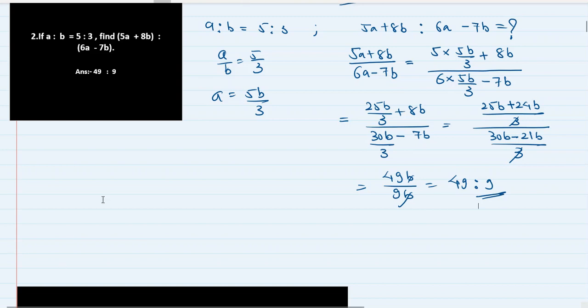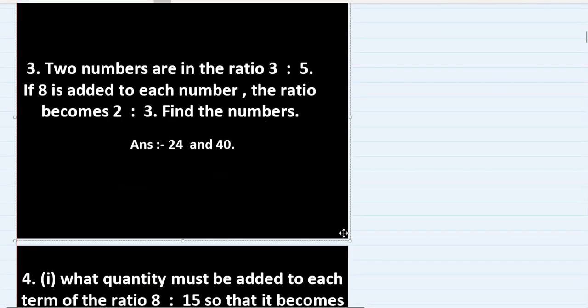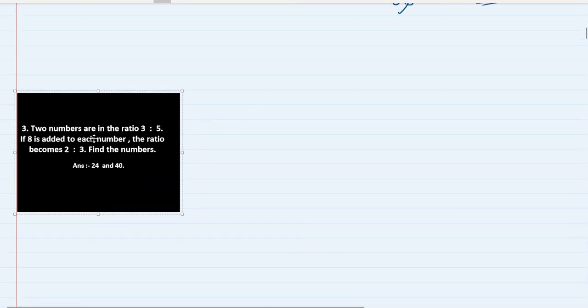If you have got the correct answer, that means you are going on the right track. If not, please watch and learn. Let's go to the next question. You can anytime pause the video, and if you want, you can re-watch the question which you did not understand. Next question is in the form of word problem. What is it?